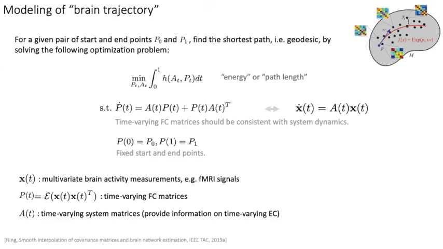So they are model consistent with each other. We are looking for a path connecting the two endpoints by minimizing certain path length or energy. The solution to this problem gives you a parametric model that you can apply to fit the data. Basically, in this Euclidean space, you have a straight line here. X is the functional MR data, and P is the observation, the FC matrix. A is the system dynamics, the unobserved brain dynamics.